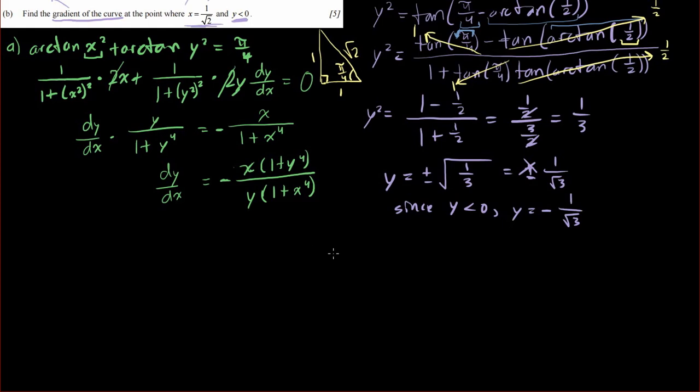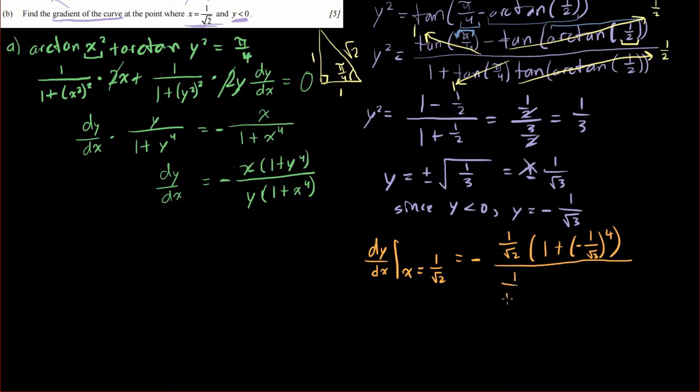So I'm just going to take dy over dx, the expression we found in part A. And I'm just going to indicate that we're evaluating that for x equals 1 over root 2. So now we can just substitute in the values. 1 over root 2 for x. 1 plus y, where y is negative 1 over root 3, the whole thing to the power of 4, divided by y, negative 1 over root 3, multiplied by 1 plus 1 over root 2 to the power of 4.